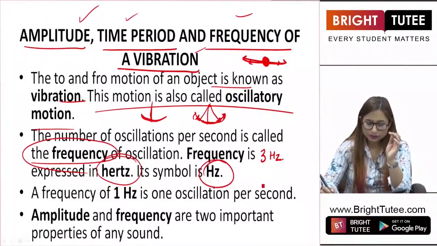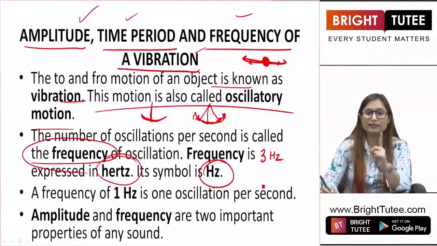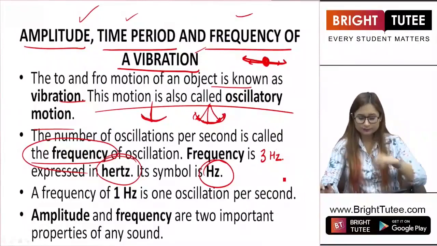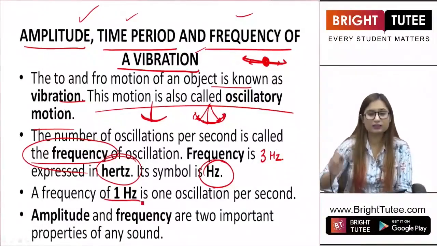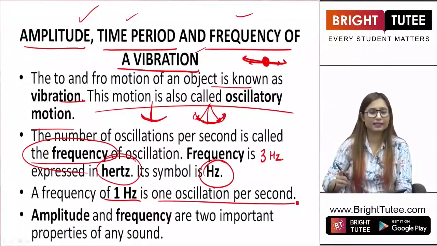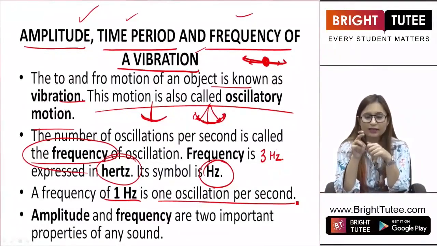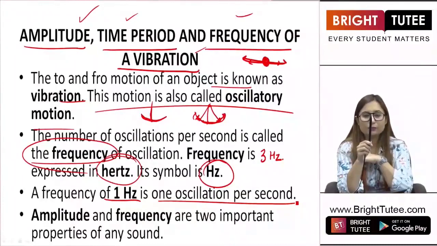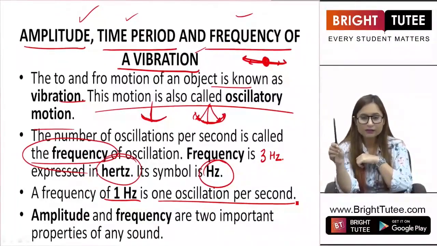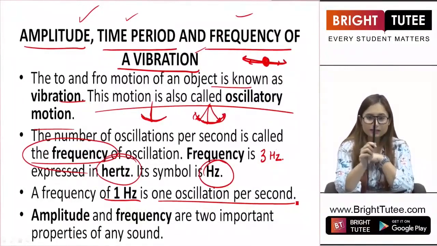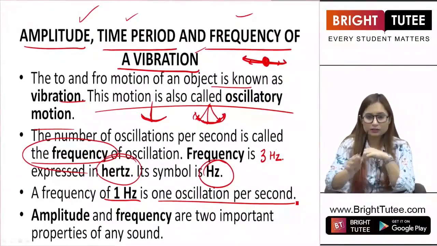So now we have understood that the number of oscillations per second is known as the frequency of a sound, right students? A frequency of 1 hertz is 1 oscillation per second. This is our body, consider. Now it has moved from here, then come to the mean position, then here and then to the mean position, right? This is 1 oscillation.